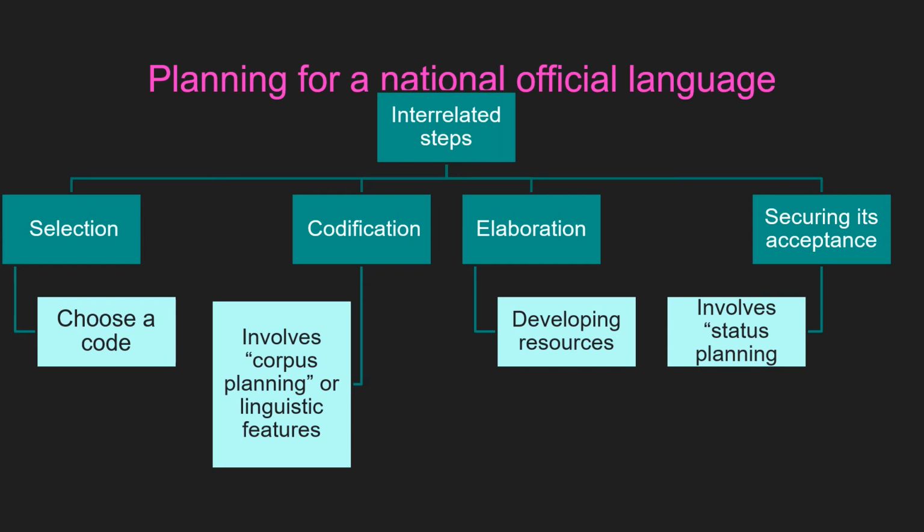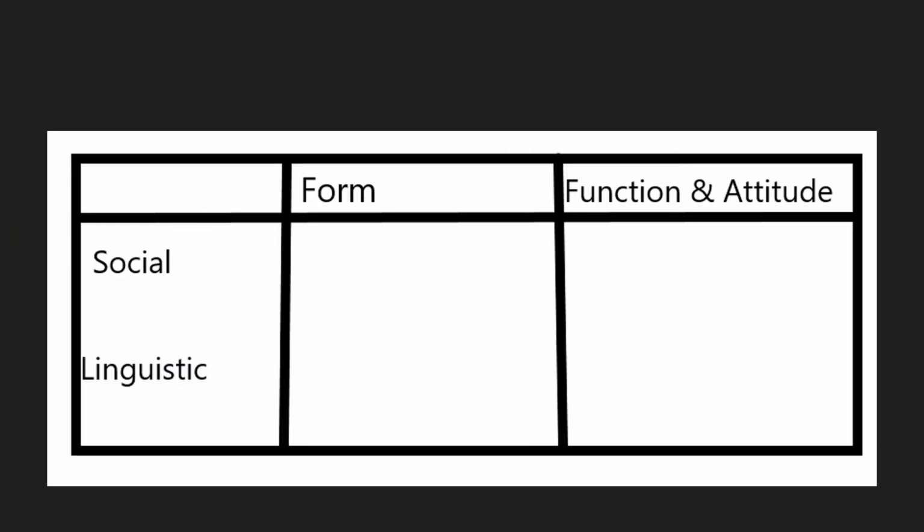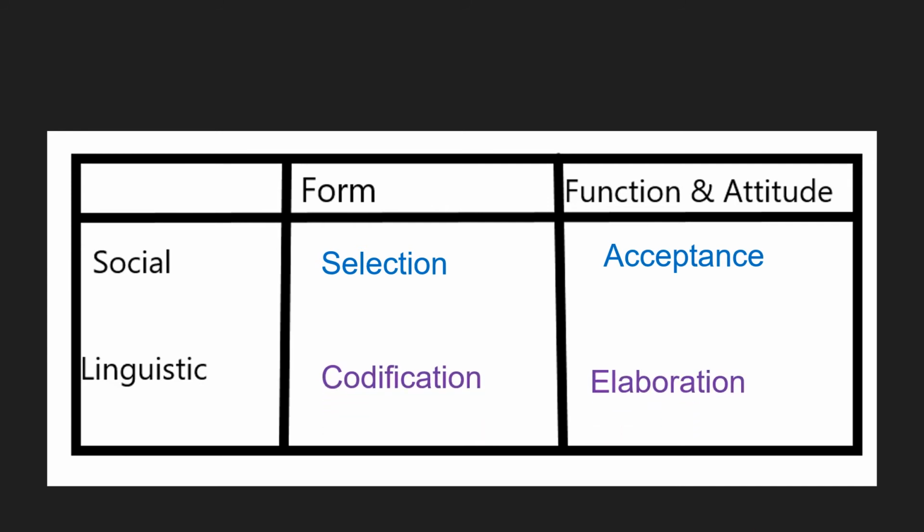Here are the four interrelated steps. Selection: choose a code. Codification involves corpus planning. Elaboration: developing resources, and securing its acceptance, which involves status planning. Selection and acceptance involve social and political factors like being accepted by politicians and socially prestigious people, whereas these last two involve linguistic processes like producing a dictionary.